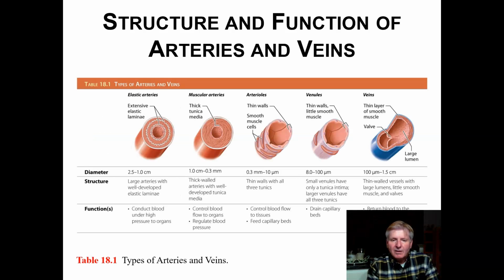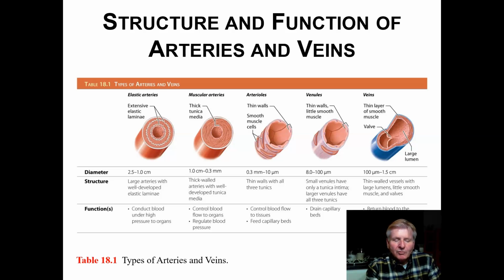So table 18.1 shows a typical artery and vein, and their characteristics. As you can see, the elastic arteries have a larger diameter, between 2.5 to 1 centimeter, a well-developed tunica media, and a well-developed elastic lamina. That's the term elastic arteries. These include vessels like the aorta. And then you have your muscular arteries, or your distributing arteries, which have a well-developed tunica media.